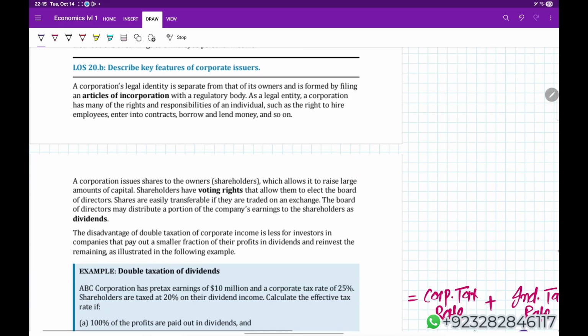Okay, this is just the legal point. I mean, we don't have much discussion here. We discussed at the start that companies have a separate legal status. They are a separate legal entity in the eyes of the law. So at the time of formation, they submit articles of incorporation where the rights and responsibilities are written: the right to hire employees, contracts, borrowing, lending, everything relating to these are written in the articles of incorporation.